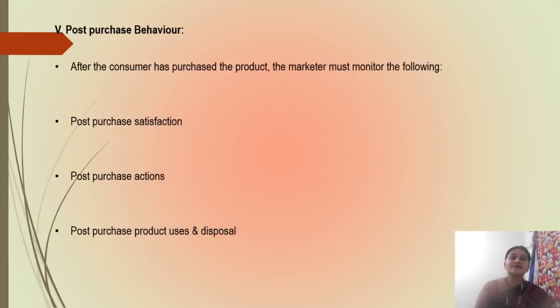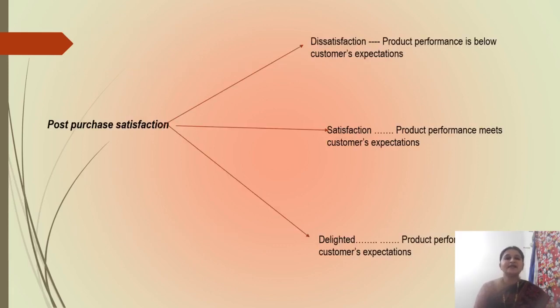The next one is the last stage in the consumer's buying decision process, post-purchase behavior. So after the consumer has purchased the product, the marketer must monitor the following: post-purchase satisfaction of the consumer, post-purchase actions of the consumer, and post-purchase product uses and disposal. So now let us see the post-purchase satisfaction. So a buyer, after using the product, may experience dissatisfaction or satisfaction, or he may feel delighted, that is happy.